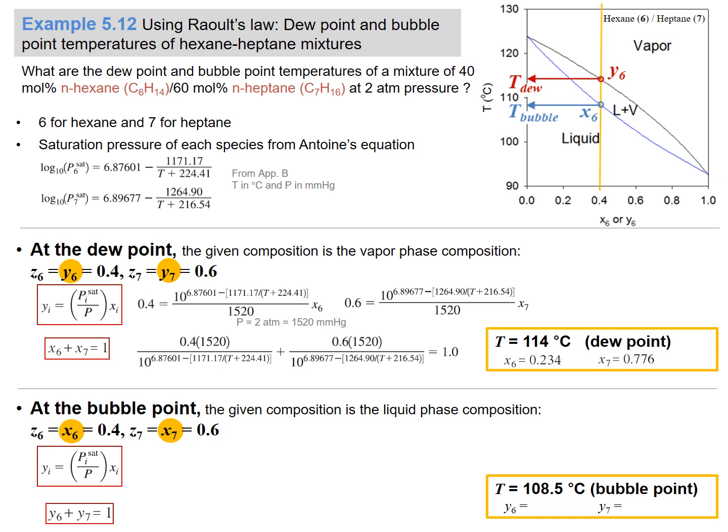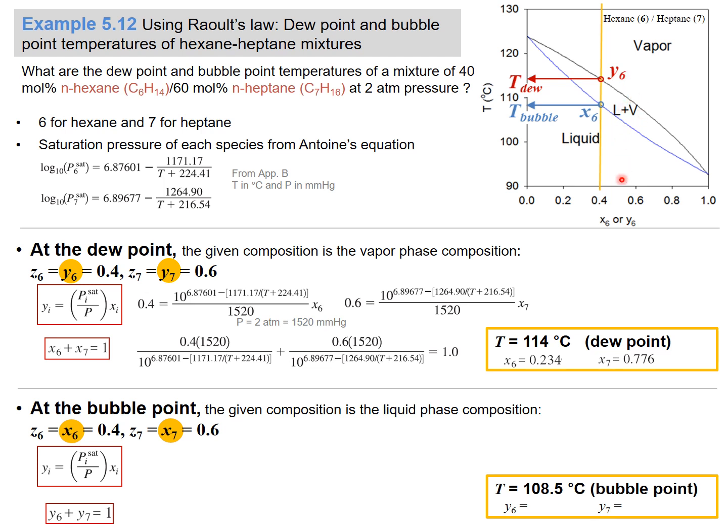Here is a real example of how to calculate the dew point and bubble point temperature of hexane-heptane mixtures. Example 5.12. Okay, this diagram is not given to you for calculating the dew point and bubble point, right? It is a reference to help you understand the situation.